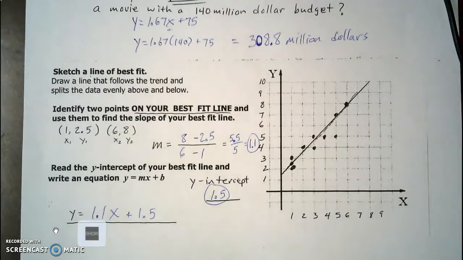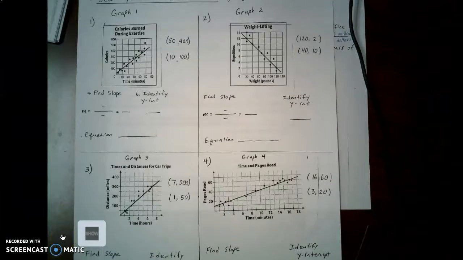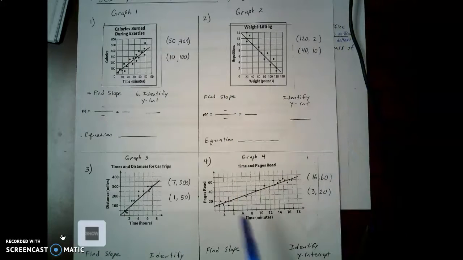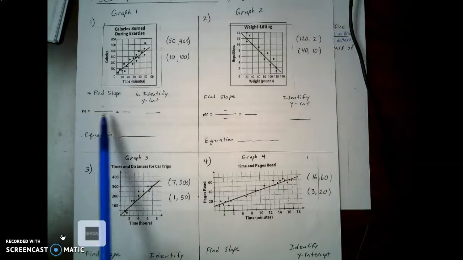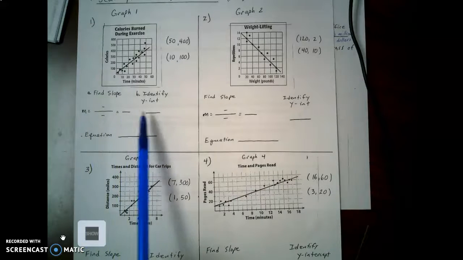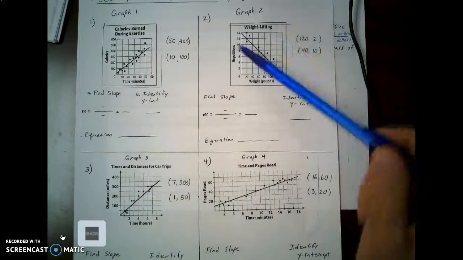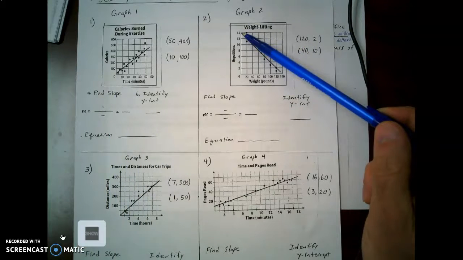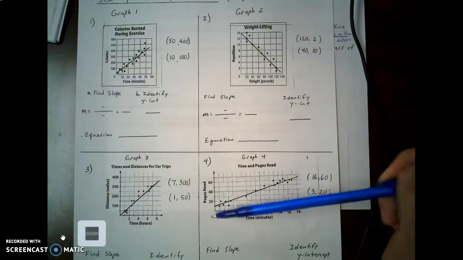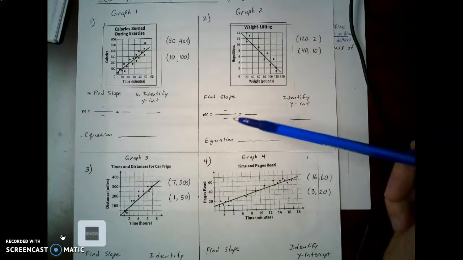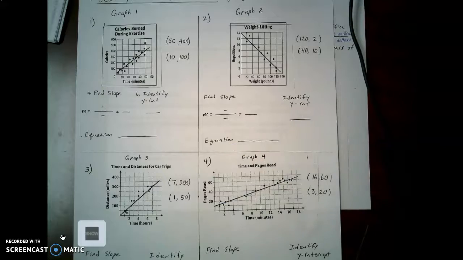So let me show you the assignment. Zoom out here. So on the front you have 4 graphs. Notice I identified 2 ordered pairs on the line for all of these. So use them to find slope. So I've got you all set up to find slope. Identify the y-intercept, just look at it. You have to estimate a little bit. And where do you think that intersects the y-axis? Just give your best answer for the y-intercept. Find slope, write the equation.